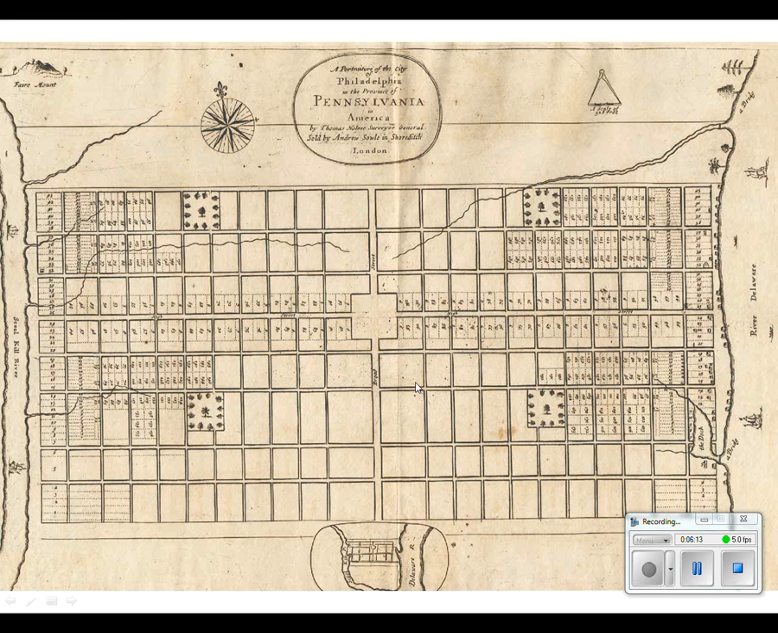Here's the grid plan for Philadelphia, a city of brotherly love. All right, so you'll notice the grid with street blocks and things like that. Where if you go to like a Boston, the streets wind all over the place and are very odd shaped.